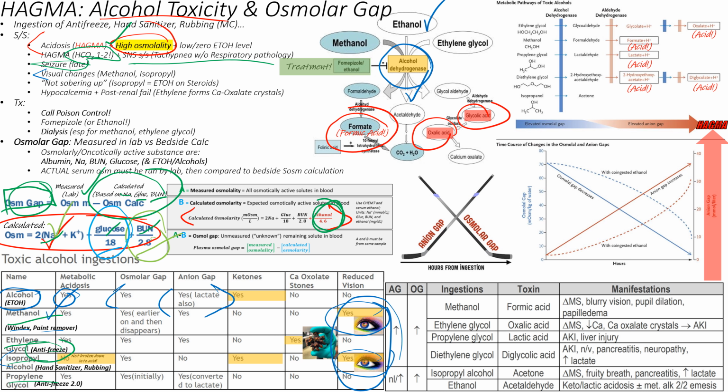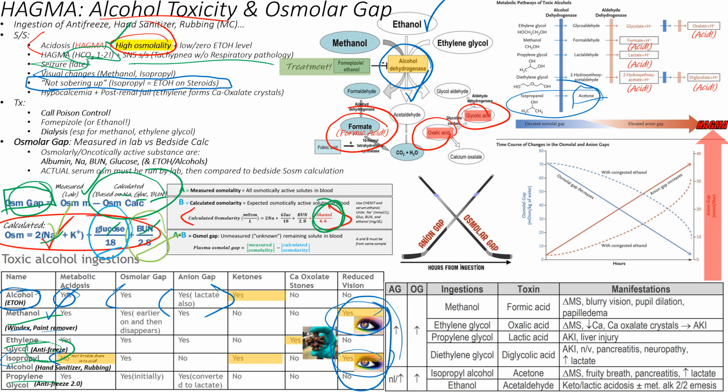Okay. The unique thing about isopropyl alcohol is it has no reactivity. It does not get broken down. It gets converted to our friend acetone, which causes what? Fruity breath, right? Cool. You got fruity breath, and they look super drunk, right? So not sobering up. Isopropyl alcohol is like ethanol on steroids. They're extremely drunk, right? And they don't have acidosis.